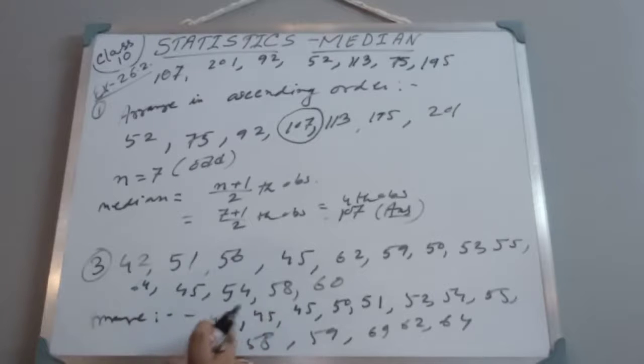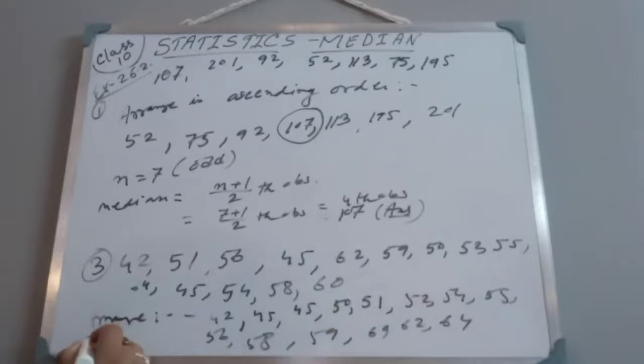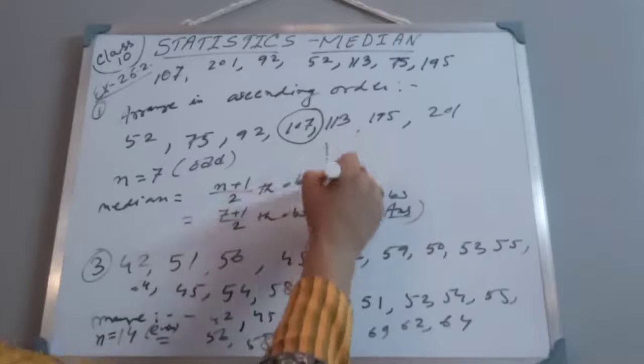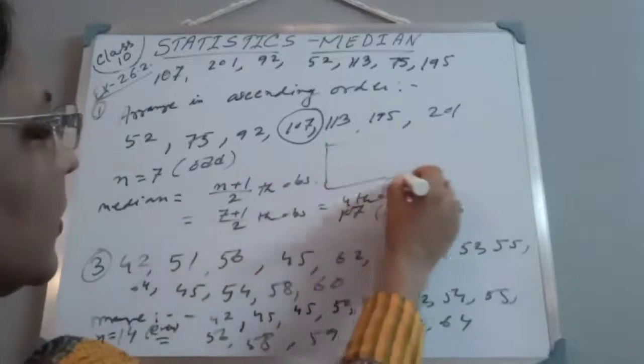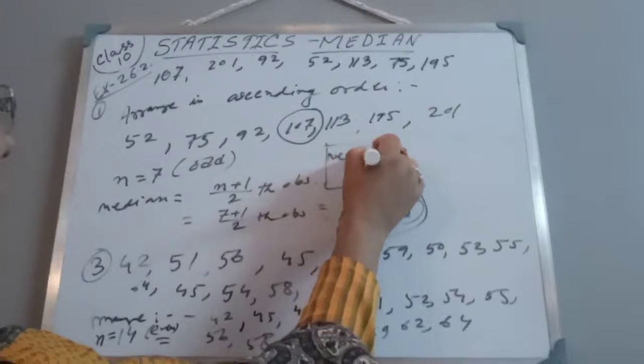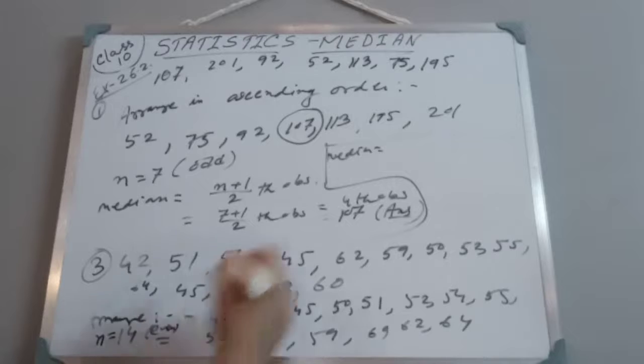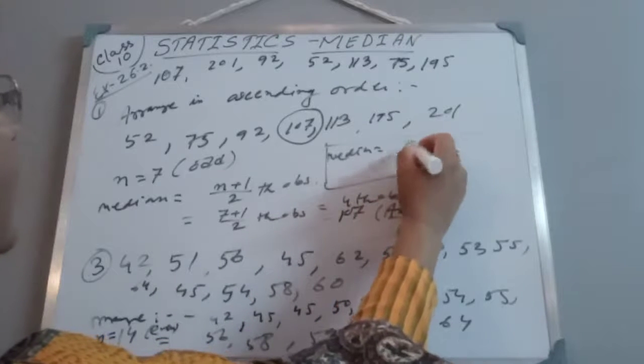Now how many values are there? 1, 2, 3, 4, 5, 6, 7, 8, 9, 10, 11, 12, 13, 14. There are 14 values. So n is equal to 14. 14 is an even number. So what is the rule for even number? For an even number, the median is the n by 2th observation, that means 14 by 2, it comes 7.